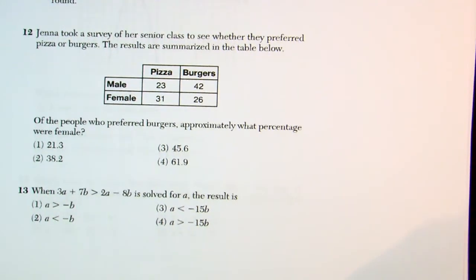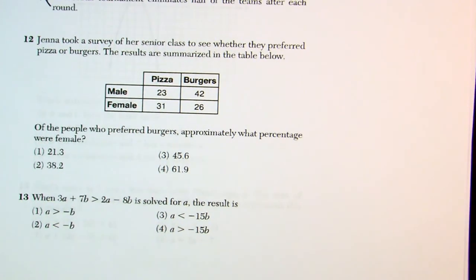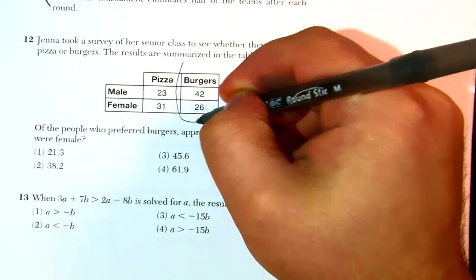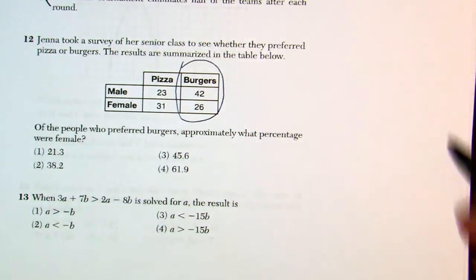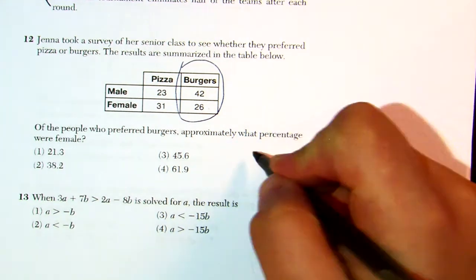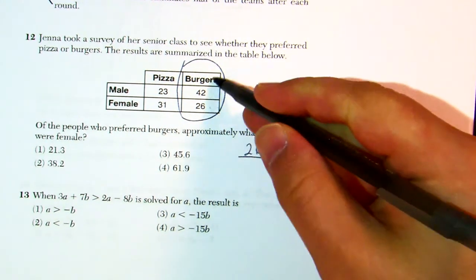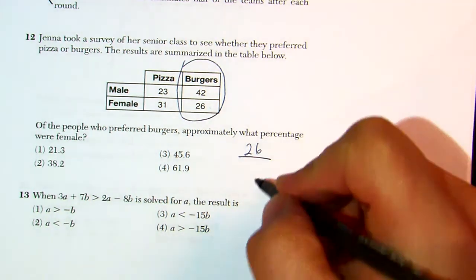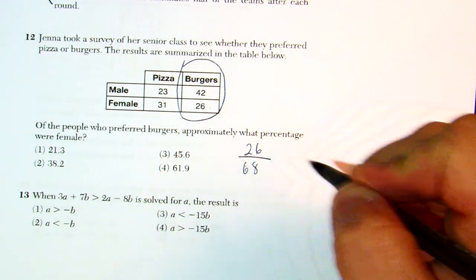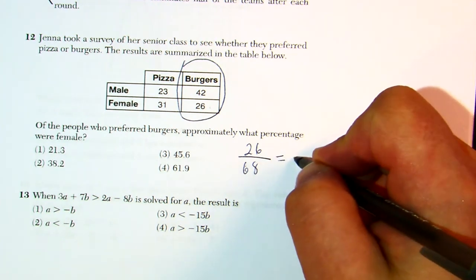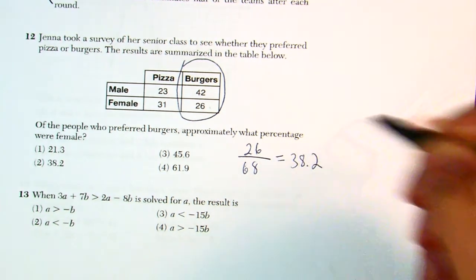Okay, moving on. Jenna took a survey of her senior class to see whether they preferred pizza or burgers. The results are summarized in the table below. Of the people who preferred burgers, approximately what percentage were female? So of the people who preferred burgers, what percentage were female? So it's going to be 26 over the total of those who preferred burgers. So that's going to be 68. And that's going to give you approximately 38.2. So it's choice 2.